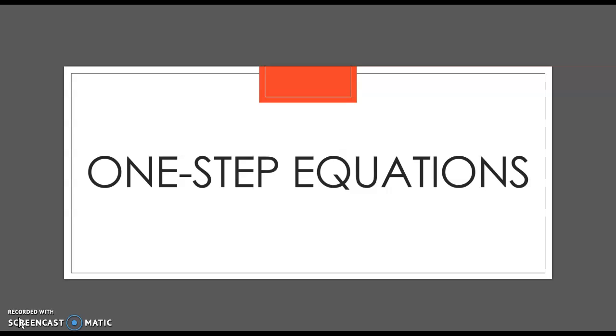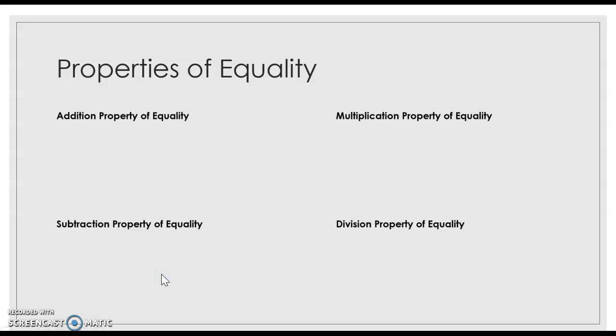In order to do that, we have to introduce 4 properties for solving equations. And these are our properties of equality. We first have our addition property of equality. I refer to this as APOE, A-P-O-E. This addition property of equality means that we add equally to both sides.